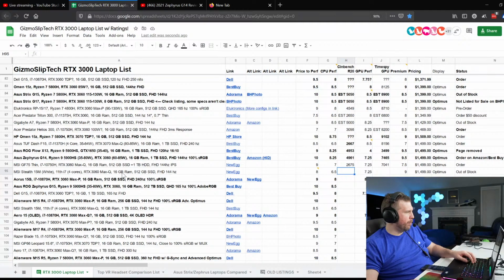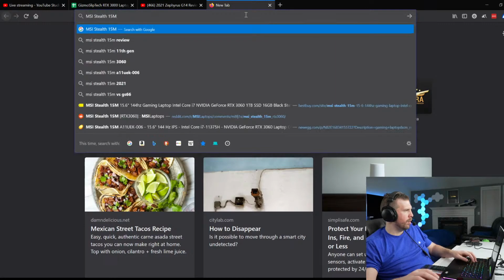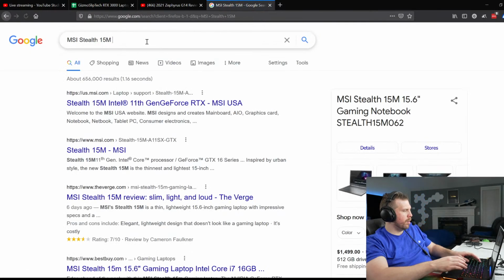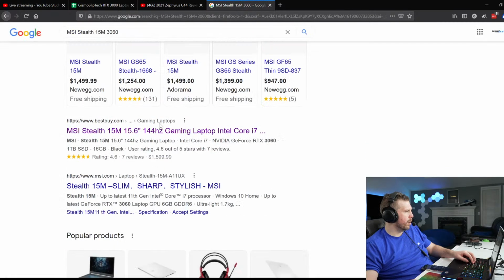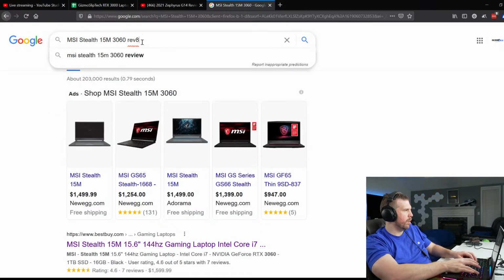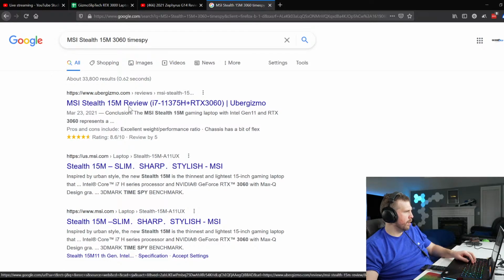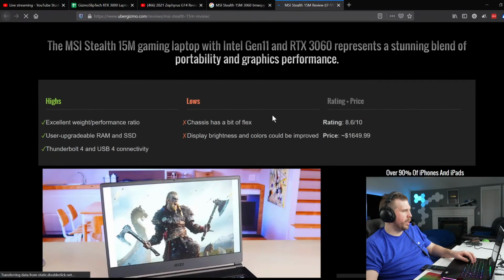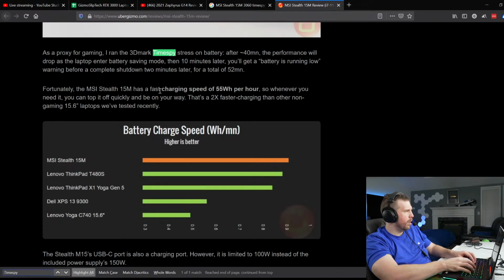Okay, next up we have the MSI Stealth M15M. 3060. Timespy. Uber Gizmo.